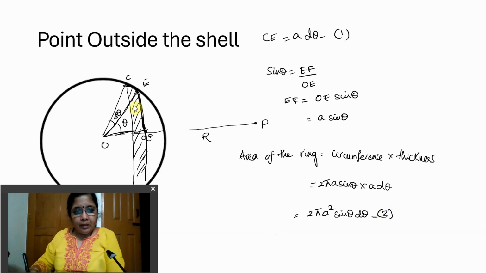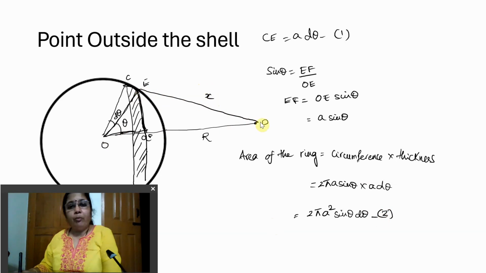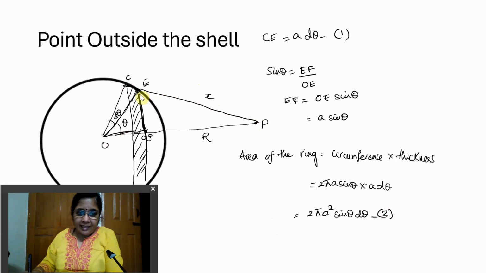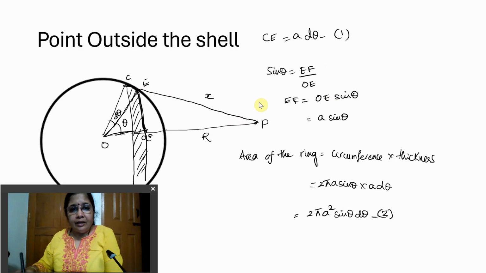Now, having this distance as r, let me consider this distance as x. What is this distance? This x is the distance from this ring to the point of consideration. Again, let me repeat, this x is the distance from the ring to the point of consideration. So I need to find out the potential due to this ring at this point.